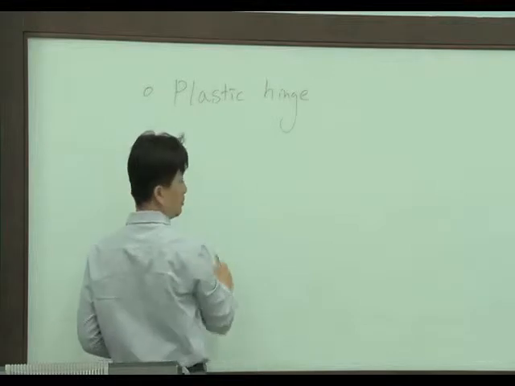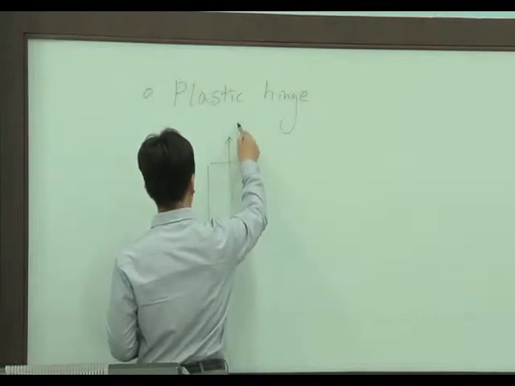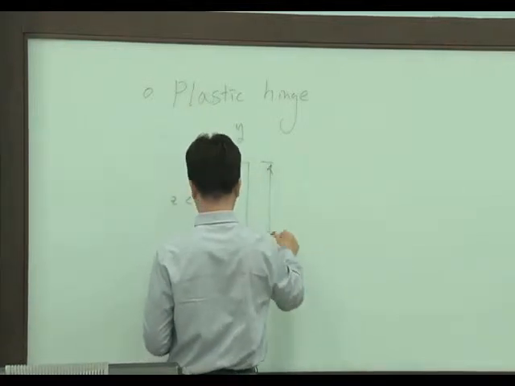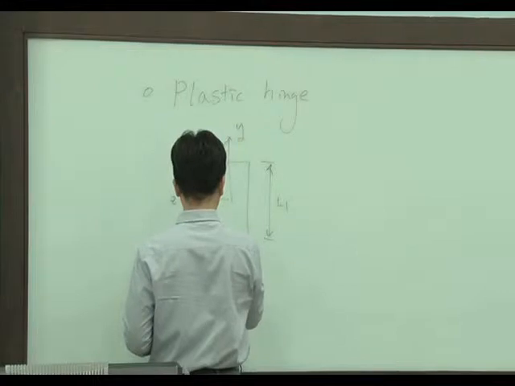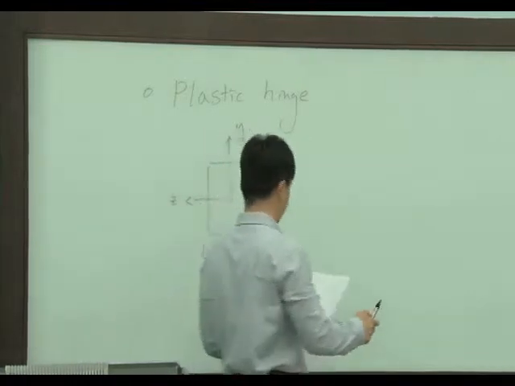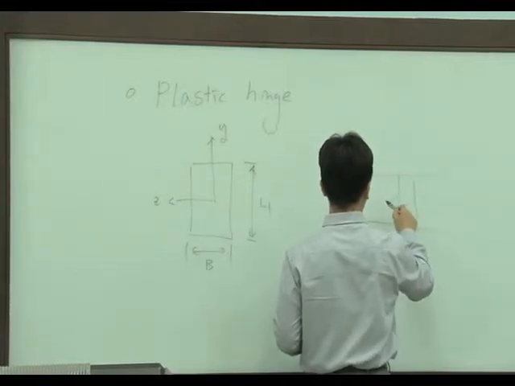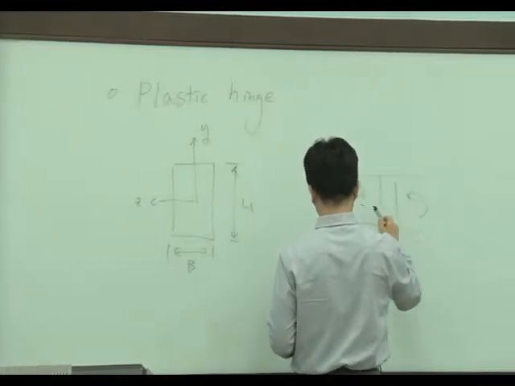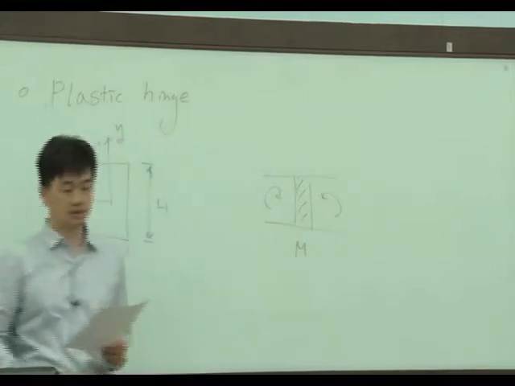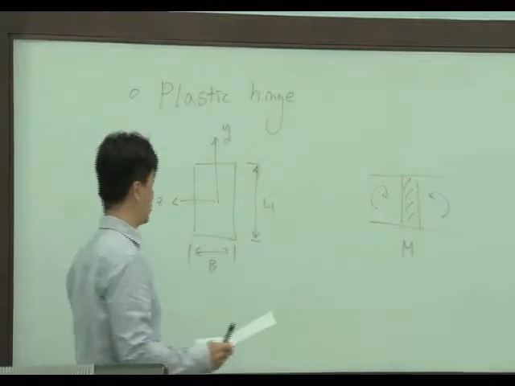Okay, let's consider some beam which has a rectangular cross section with a height H and width B. This is the cross section, and this is a part of the beam that will be subject to the bending moment M. This is a positive bending moment applied. And let's consider Euler beam theory.